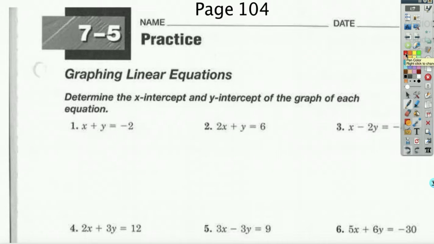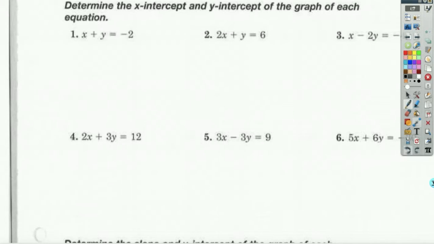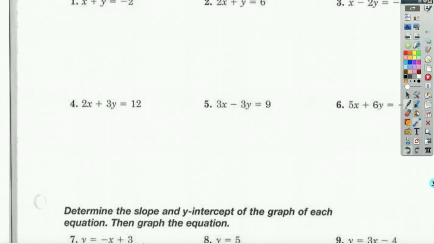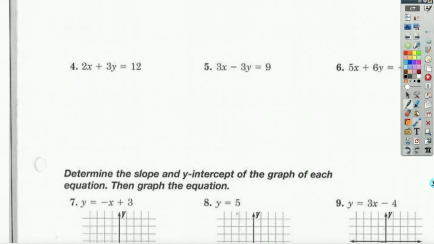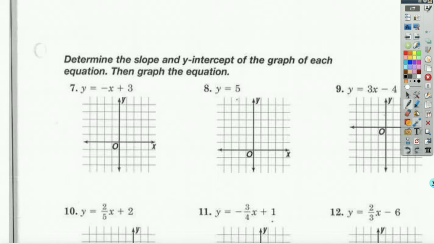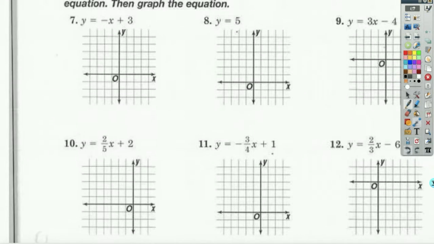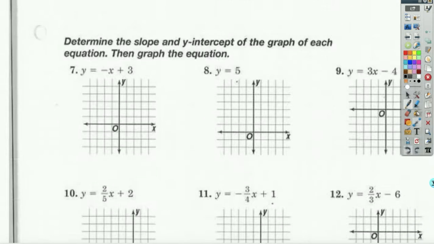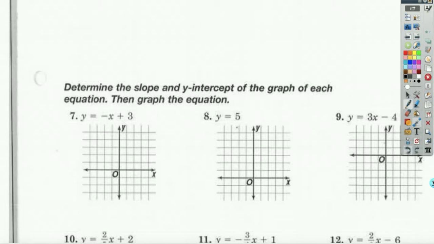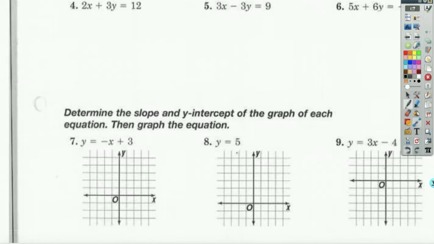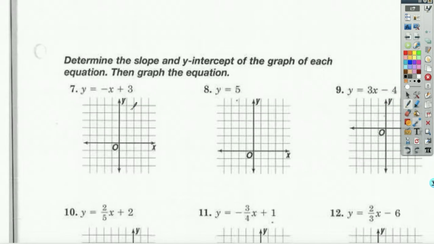Page 104 should be your homework for today. So the first 6 problems, you're going to have to find the x and y intercepts. And then for 7 through 12, you're going to get the slope and the y-intercept, and then you're going to graph them. So on the first 6, you're going to do exactly what we just did on the last 9 problems. And then on 7 through 12, you're going to have to find the slope and the y-intercept of each equation, and then graph the equation.